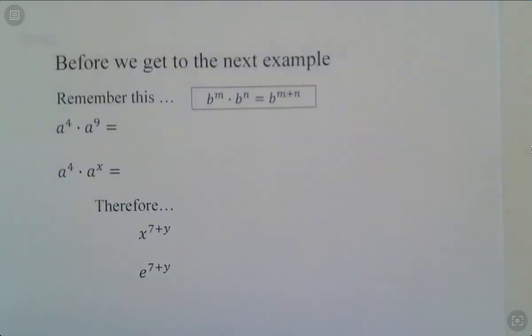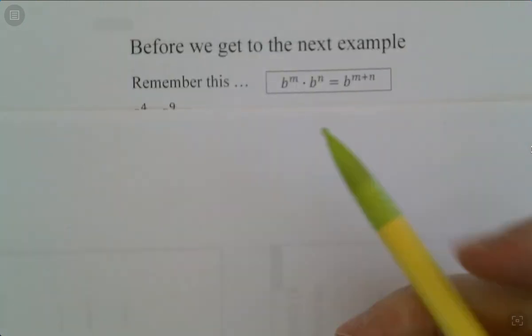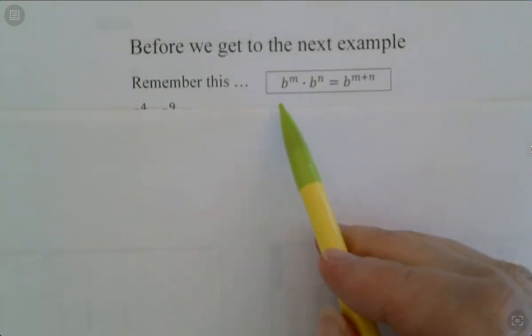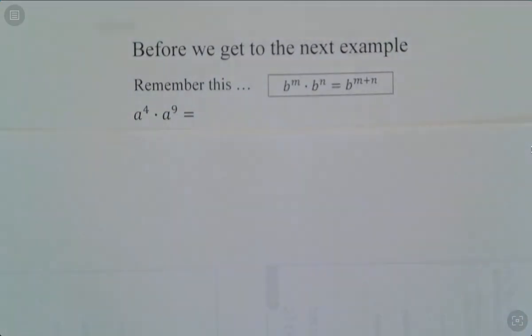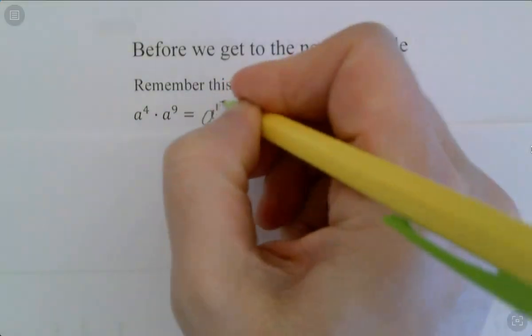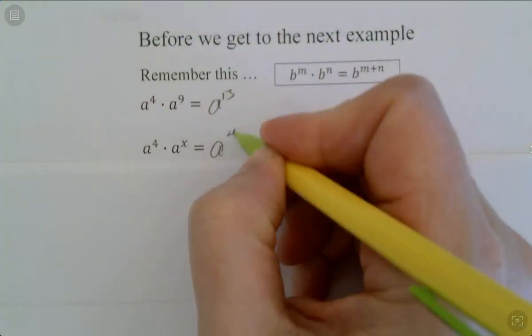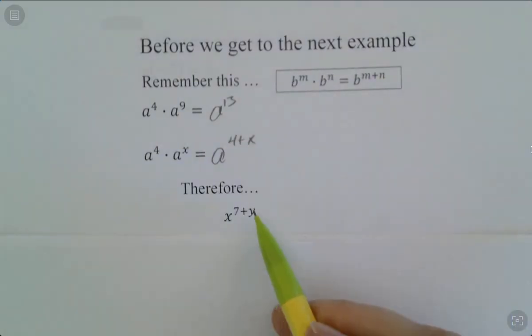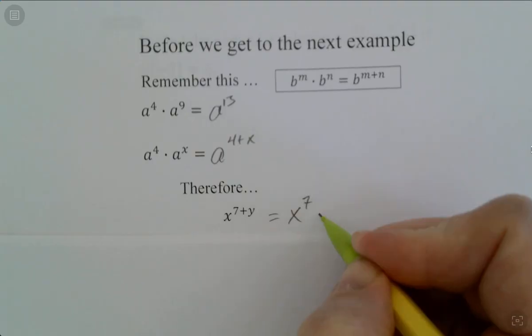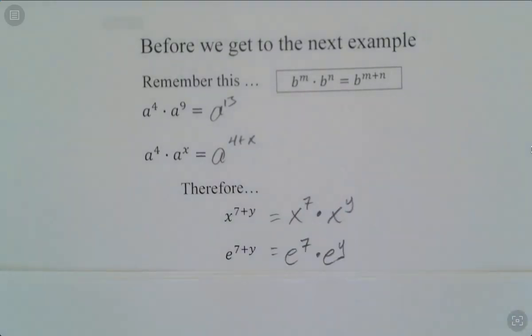Before we get to the next one, I think I put some of this in your Delta Math that you had with the sub. Remember this rule? Multiply the base as you add the exponents. So if you had like a to the 4th times a to the 9th, that would be what? A to the 13th. If I had a to the 4th times a to the x, a to the 4 plus x. I could go backwards too, couldn't I? Sure can. e to the 7 plus y could be written as e to the 7 times e to the y.